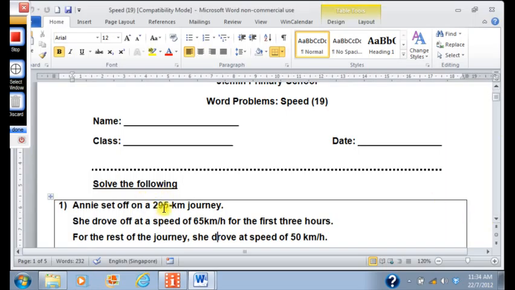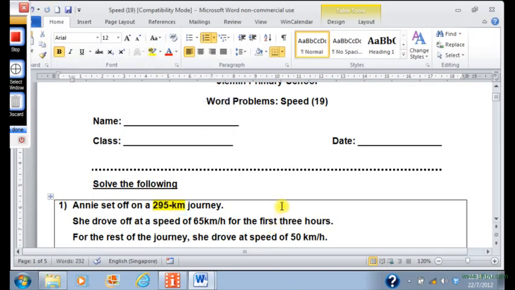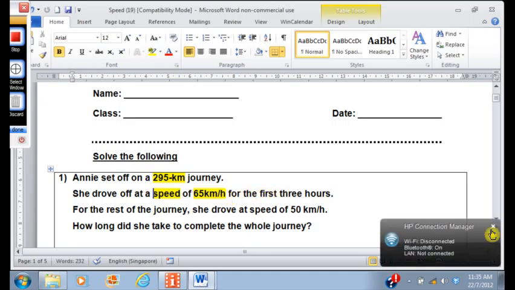Alright, Annie set off on a 295-kilometer journey. Now, this is actually something that's important to us, so let's go and highlight. Let's see whether we can make use of this information later. Alright, she drove off at a speed of 65 kilometers per hour. Important information. This is speed. We got to continue reading.